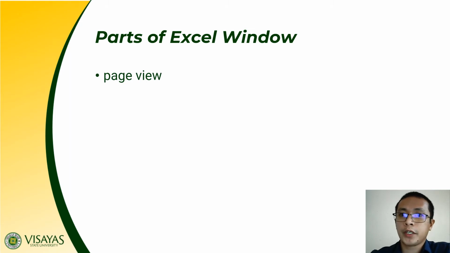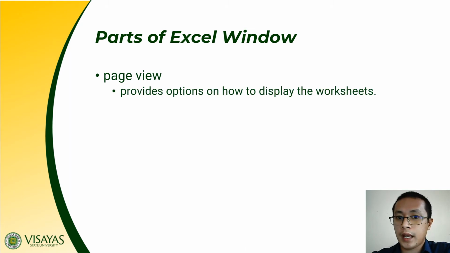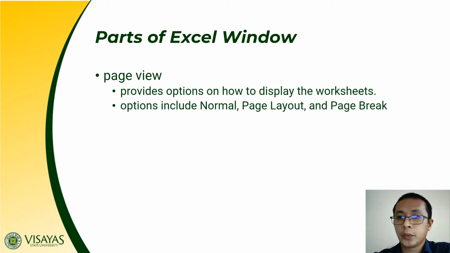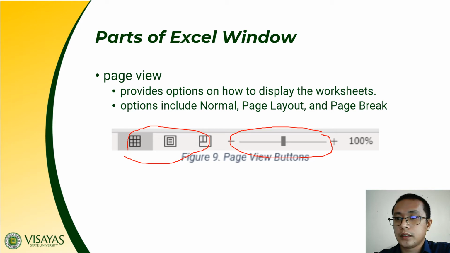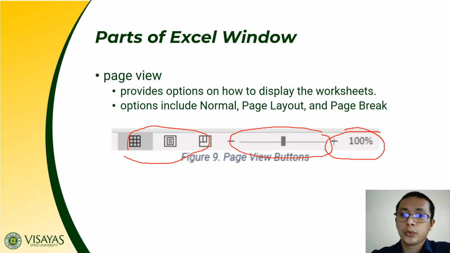Then we also have here a page view for Excel, which allows you to select options on how to display the worksheets, which includes normal, page layout, and page break. Okay, so this is your page view, and then you also have here your zoom bar. Your zoom bar is used to magnify your document, and then this is your zoom percentage. If you want your document to appear magnified, then you can zoom in your document.